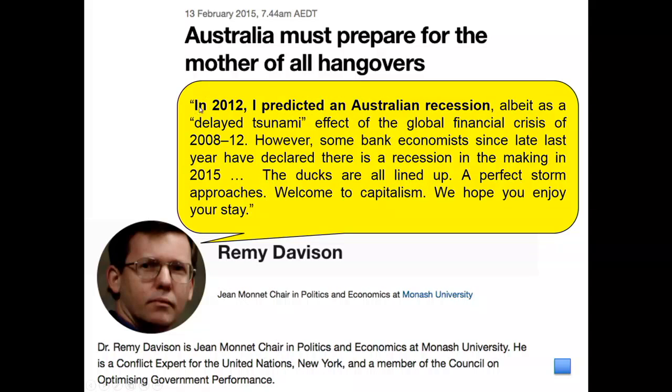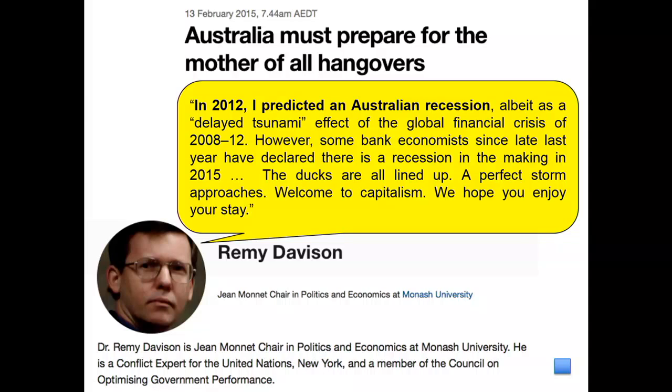He said, in 2012, I predicted an Australian recession because of a delayed tsunami effect of the global crisis. That didn't happen. So he's saying, but now I'm actually quite confident there's going to be a recession. This was back in 2015. So the ducks are all lined up. A perfect storm approaches. Welcome to capitalism. We hope you enjoy your stay.